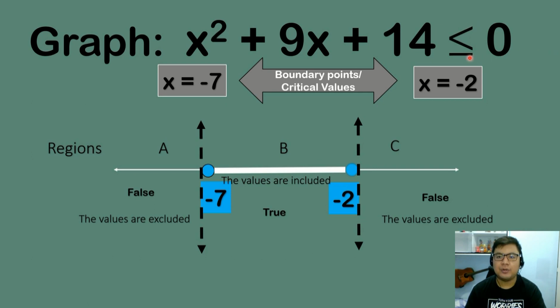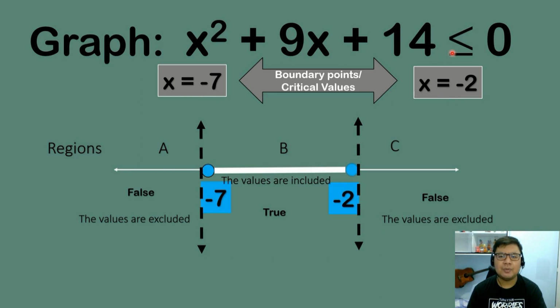Magiging less than or equal na siya. So kanina greater than or equal. So they have the same boundary points since same lang naman tong equation na to. X squared plus 9x plus 14. So x will be equal to negative 7. Then yung isa is equal to negative 2.